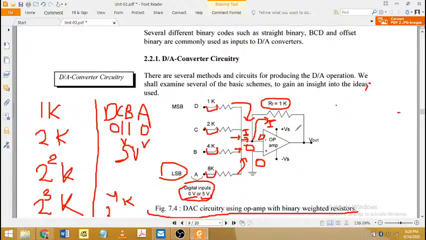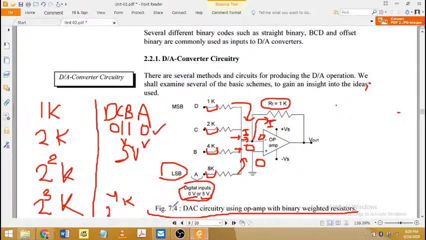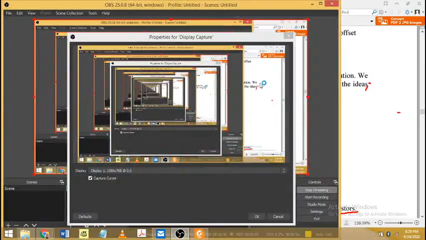Now we'll look at the general functioning of this circuit, because these bits may change. The 4 bits may be such that sometimes some bits are 0 and some bits are 1, so they may change. Let me stop it here just to check whether it's working.